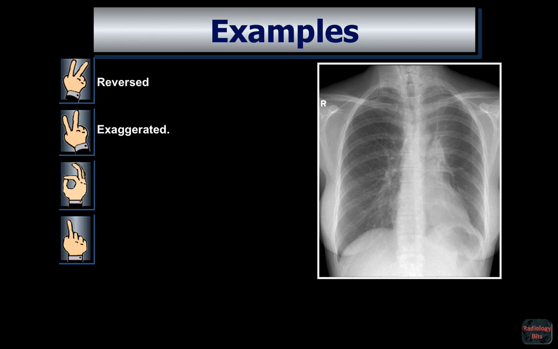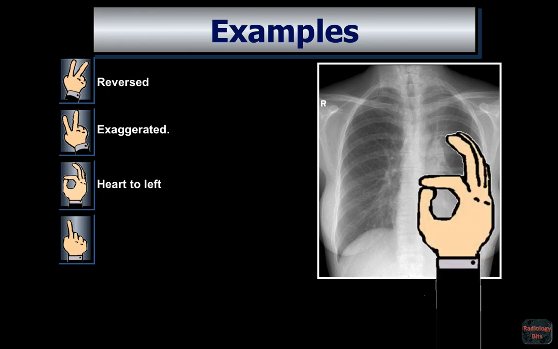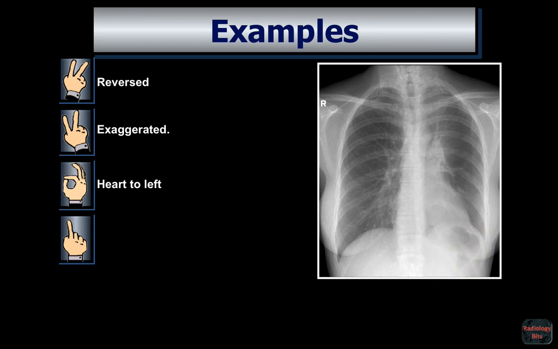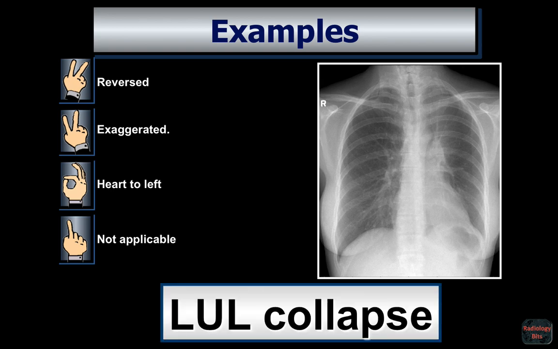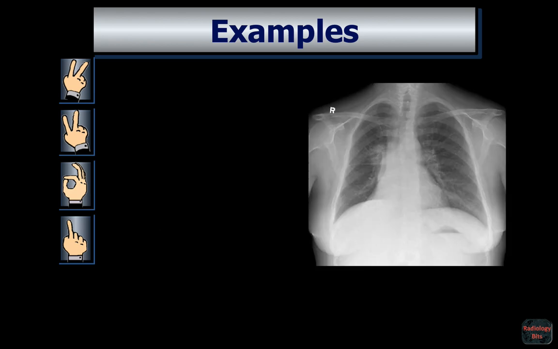To confirm that, let's check the position of the heart, and most of the cardiac shadow is on the left side. So this is consistent with your findings of a left-sided volume loss. If you try to apply the number 1 sign, it's not applicable here since all the findings are on the left and you don't need to look for the minor fissure. All these are consistent with a left upper lobe collapse.